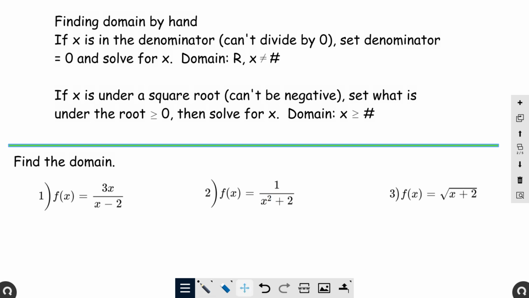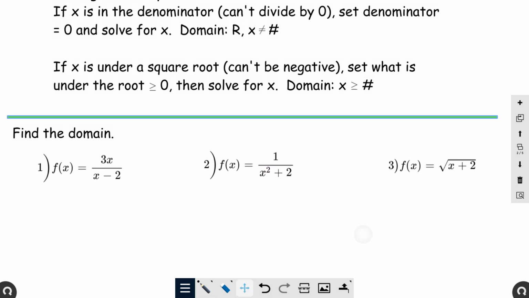So let's look at these three examples down here. The first one has a fraction, so we have x in the denominator. So we set the denominator equal to 0 and solve for x. So x minus 2 equals 0. So x would equal 2, just like what we did in our last unit. So our domain for this problem is all real numbers, and we change that equal to a not equal.